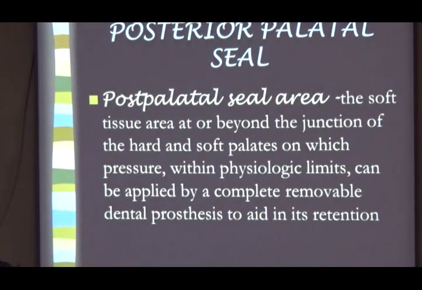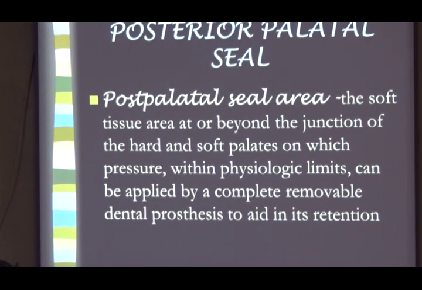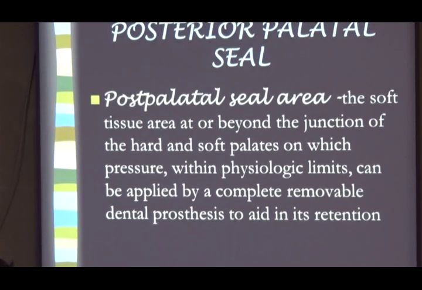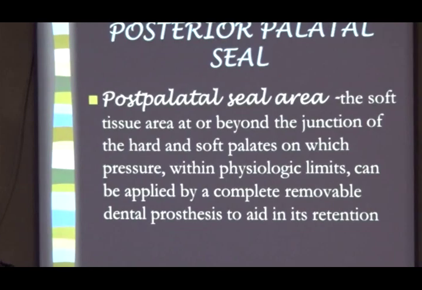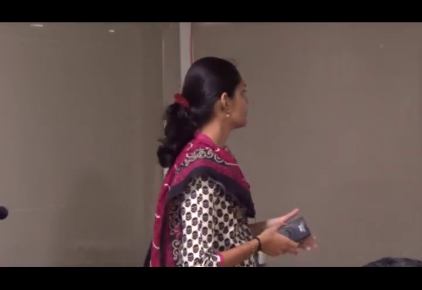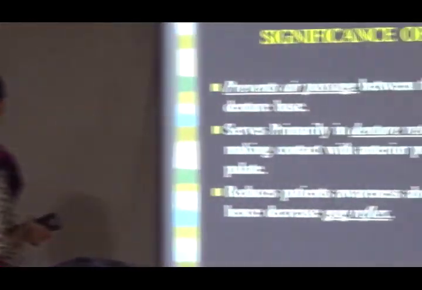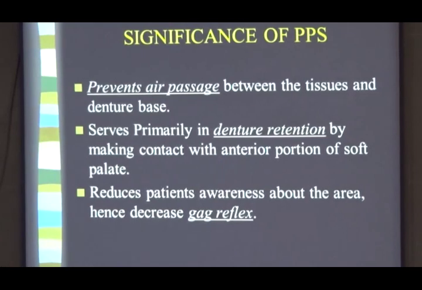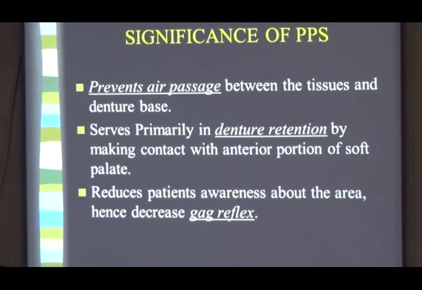The last part in your limiting area in the upper is the posterior palatal seal area. It is the area approximately at the junction of your hard palate and soft palate where you can apply pressure in order to aid in retention of the denture. The parts of the posterior palatal seal are the post palatal seal area and the pterygomaxillary seal area. Its significance is that it prevents air passage, so it is important for your retention. Otherwise you will have retention loss, and if you overextend, the patient can gag.